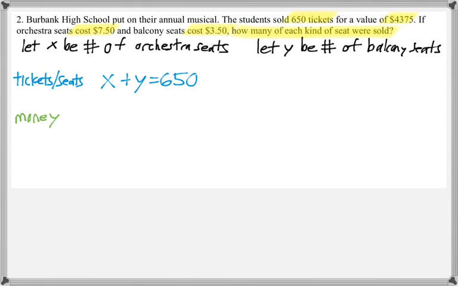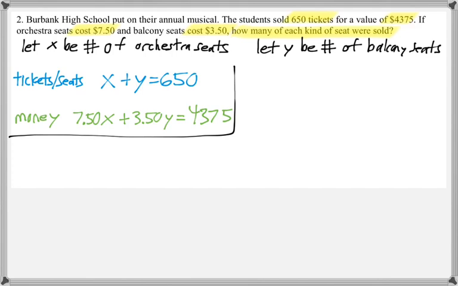And then the money, I know that it's 750 for an X ticket, so I multiply by X, plus 350 for a Y ticket, so I multiply it. And I know the total money was this. So that's equal to 4,375. So that is my system of equations.